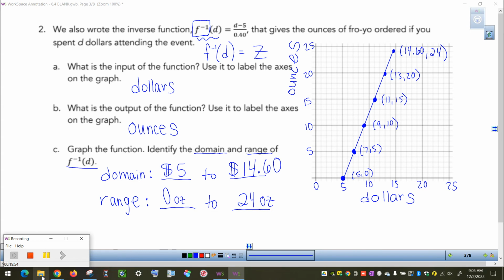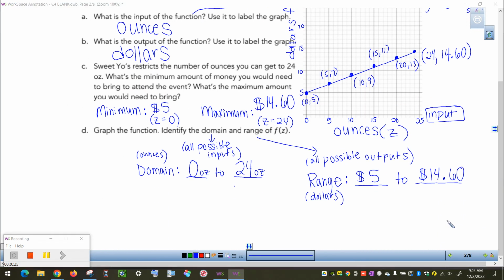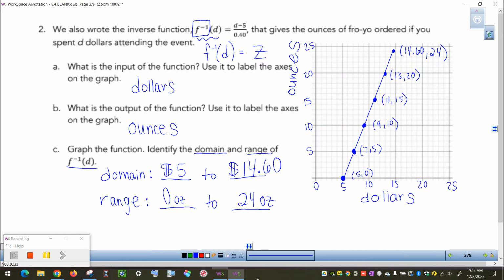All right, so when we're thinking about domain, now domain is still what are all the possible inputs. Well, the inputs for the inverse here are dollars. So it's the minimum amount of dollars up to the maximum amount of dollars. Range is still what are the possible outputs. Well, now the output is ounces, and so it's 0 ounces to 24 ounces. So let's see if we notice anything. If we look back at the domain and range of the original function, would you tell your partner what is something that you noticed? Like, how did the domain and range compare for the original graph compared to the inverse graph?